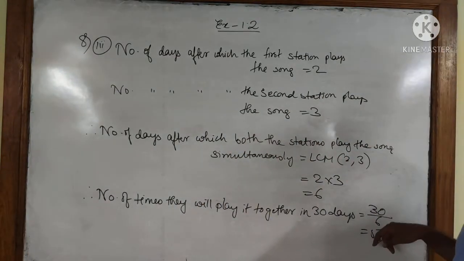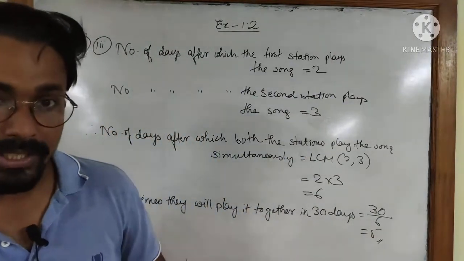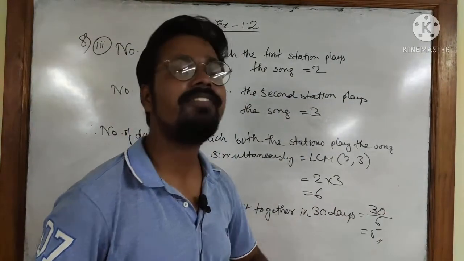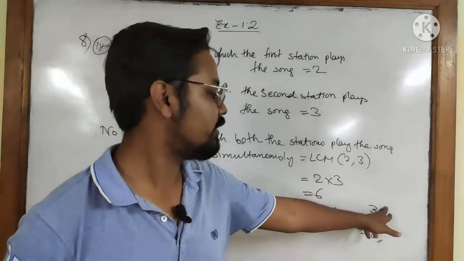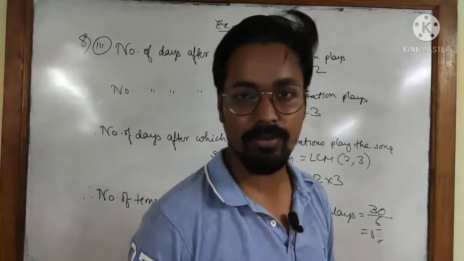So if you divide 30 by 6. So first find the LCM, then you will know after how many days they will play it together, and then in 30 days. If it is given 60 days then divide 60 by 6. If it is given 100 days then divide 100 by 6. So like this you have to find the answer.